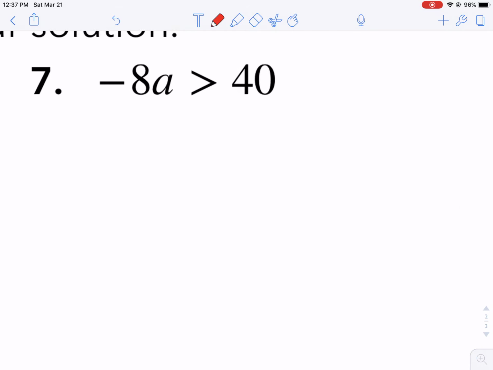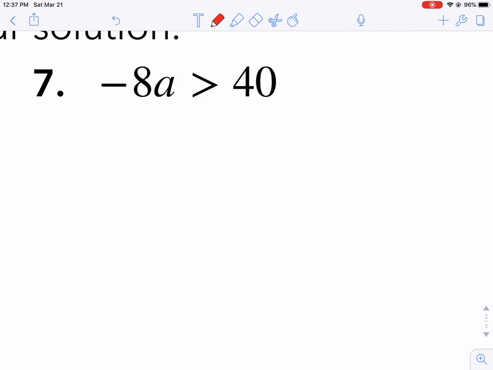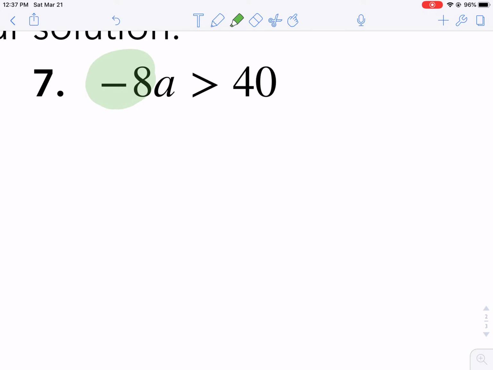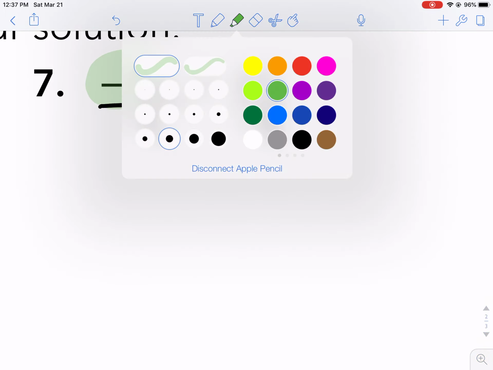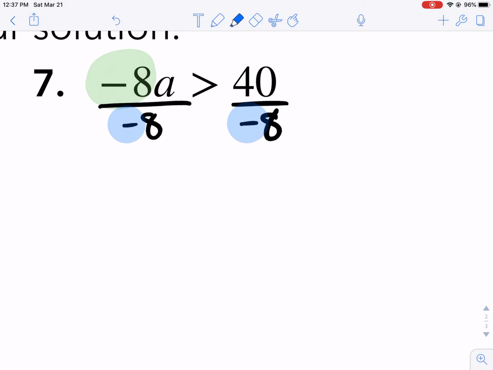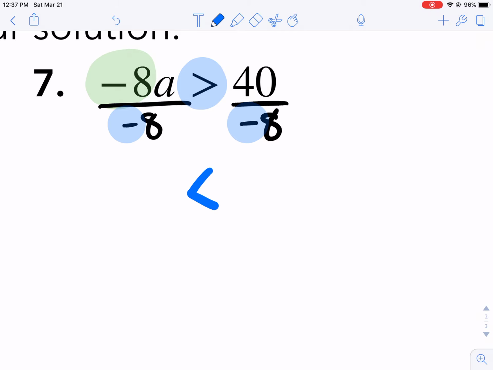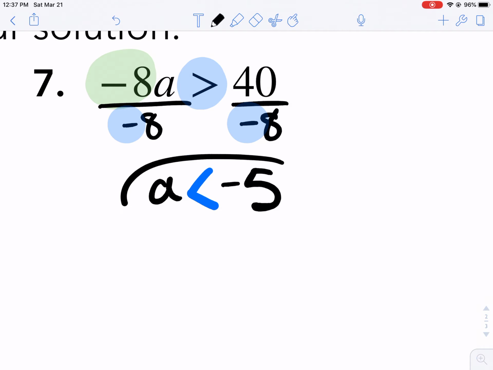Number 7, we got negative 8a is greater than 40. Now what's happening to our a? Well, it's multiplied by negative 8. So to undo that, we're going to divide by negative 8 on both sides. And you'll also notice we are dividing by a negative number. So to divide by a negative number, we need to flip our sign around. That's going to become a less than symbol. So these 8's cancel out. We get a is less than negative 5.